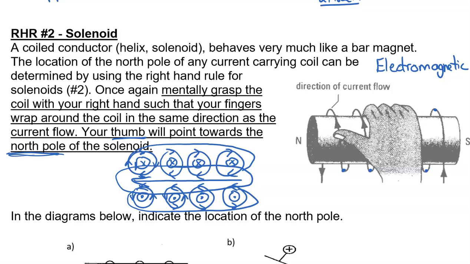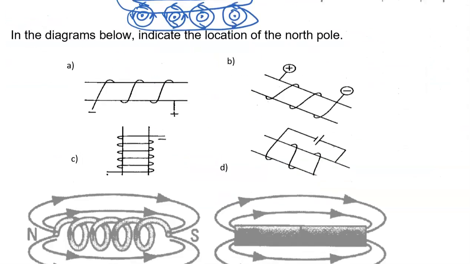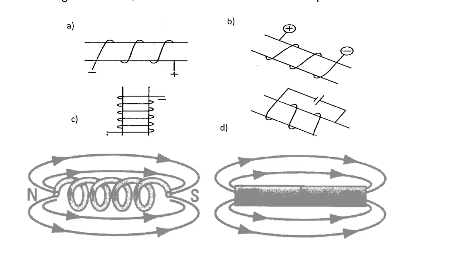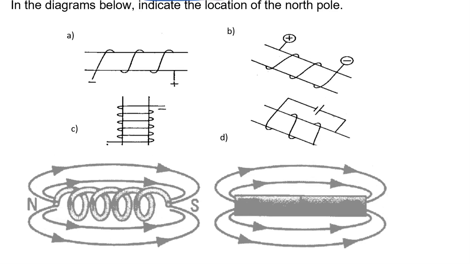We put our fingers now in the direction of the electric currents, and our thumb is going to point in the direction of the north pole. So thumb is pointing in the direction of the north pole. Note that. All right, let's do a couple of examples now to wrap this up. The first one says this. In the diagrams below, indicate the location of the north pole.